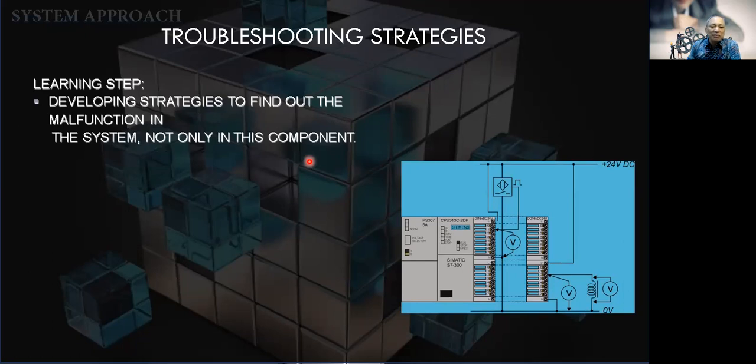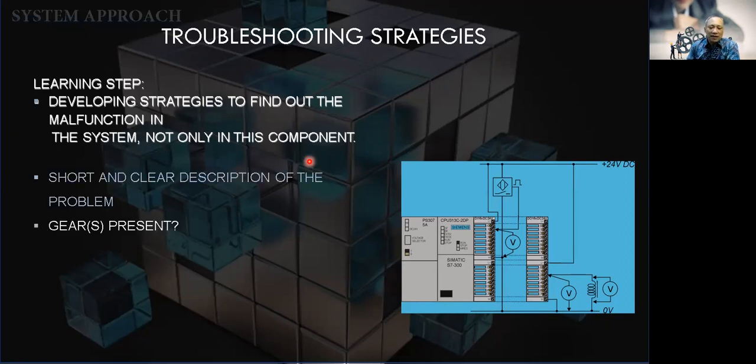So let's look at the learning step: developing strategies to find out the malfunction in the system, not only in the component. The component is in the system, but when the system doesn't work, the fault can be in the component, or we can see probably the interconnection between that component and another component. Short and clear description of the problem. Is the gear present? If not, then are the present gears detected? Or if the gear is present, probably the sensor is the problem.